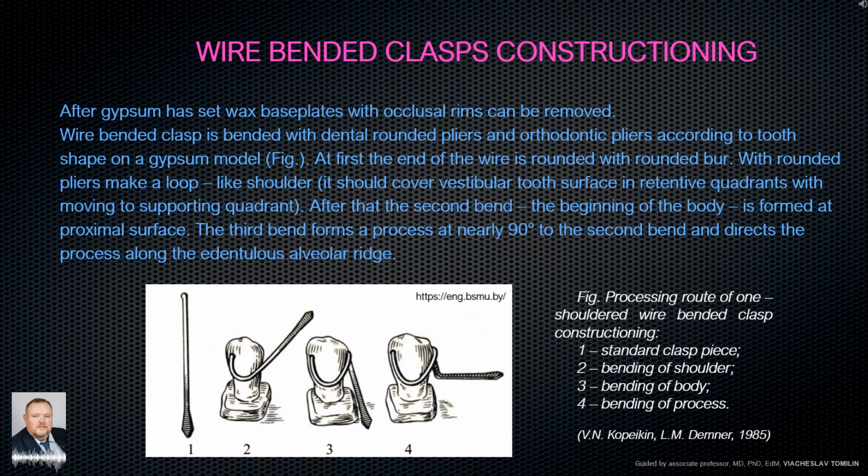Processing route of shouldered wire-bended clasp construction. 1. Standard clasp piece. 2. Bending of shoulder. 3. Bending of body. 4. Bending of process. Vienka Pekin, L.M. Demner, 1985.